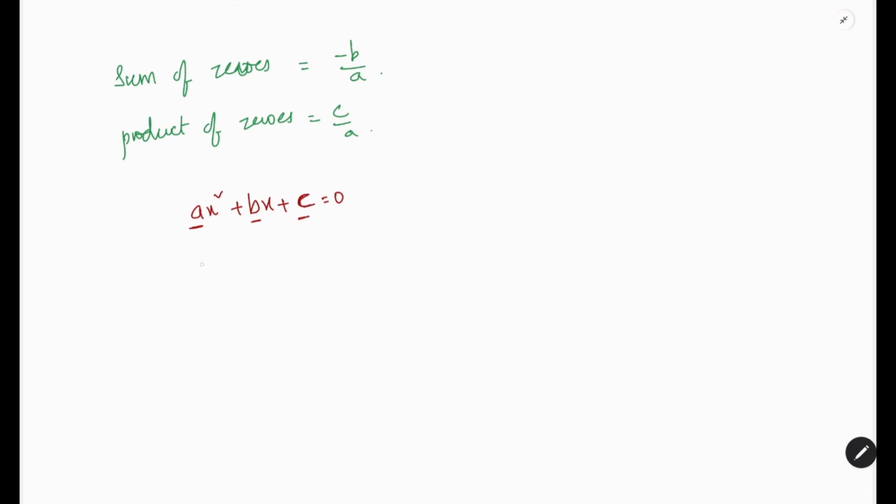See, if in a polynomial, it is given 4x square minus 3x plus 1 equal to 0, see, for this, b is minus 3. B is minus 3.